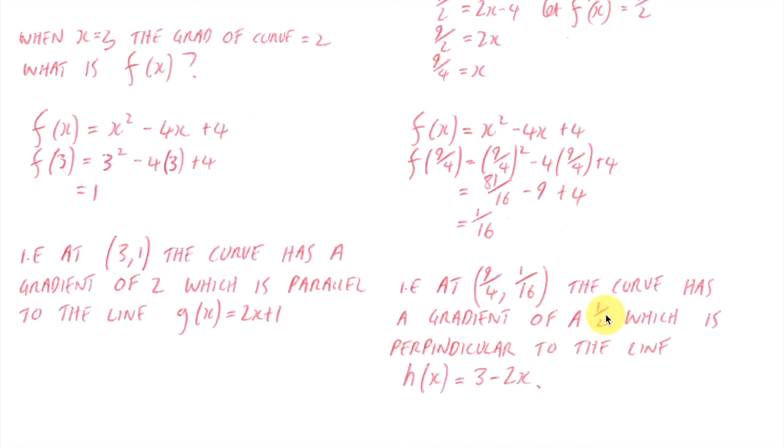So therefore, the tangent line has a gradient of 1/2, and this is perpendicular to the line h of x equaling 3 minus 2x.